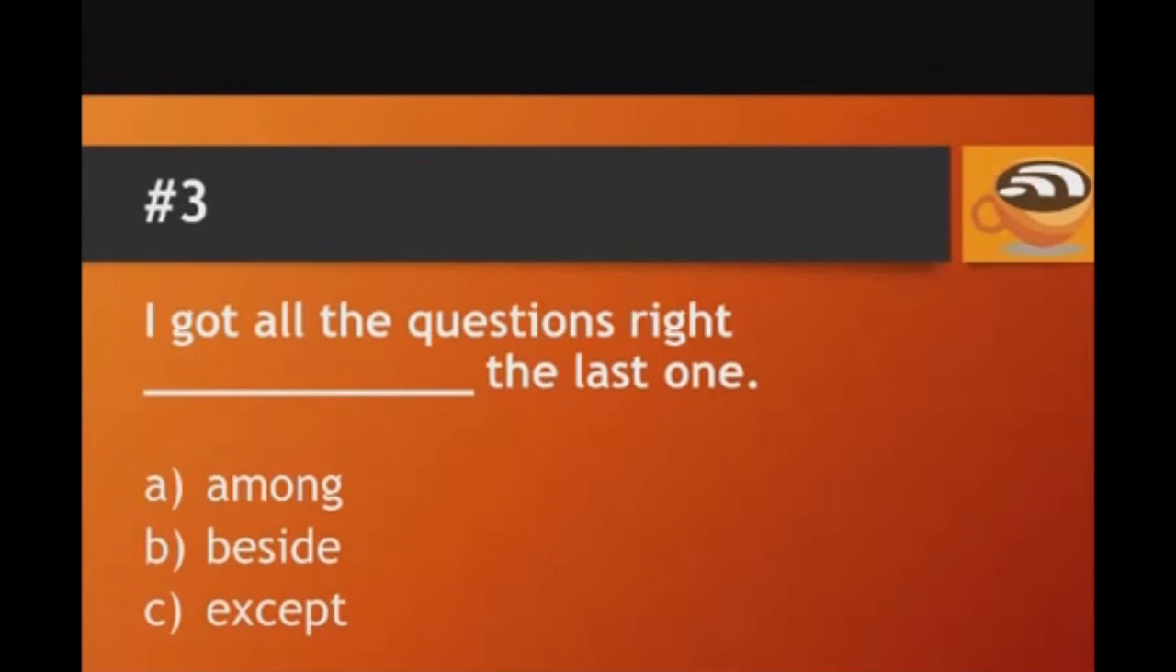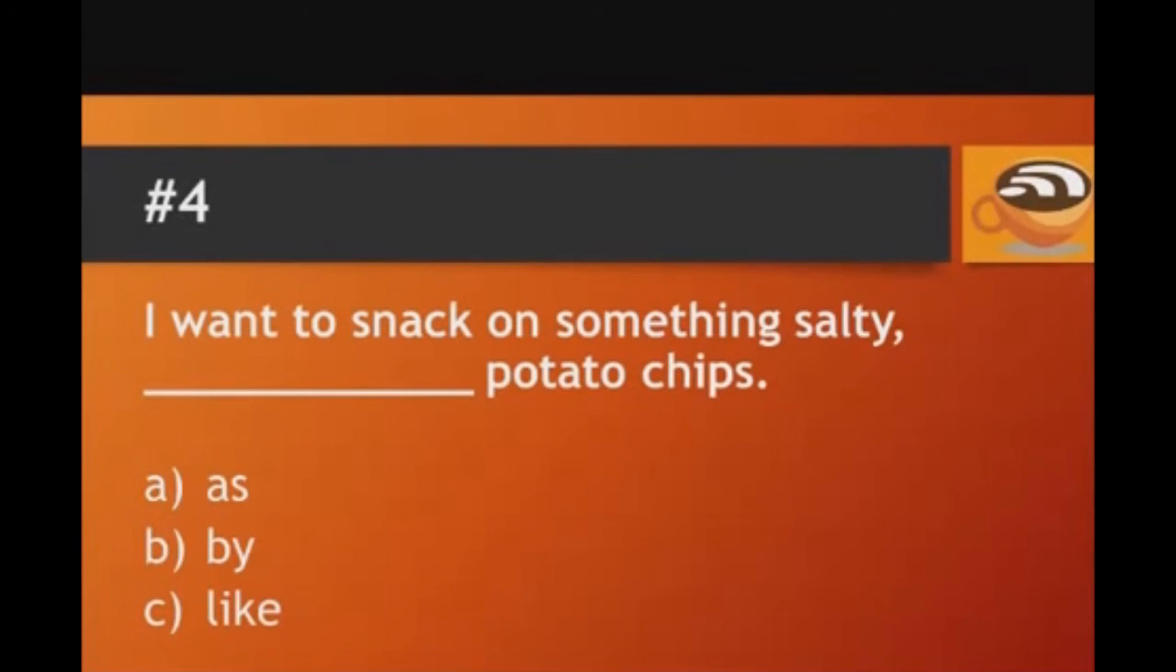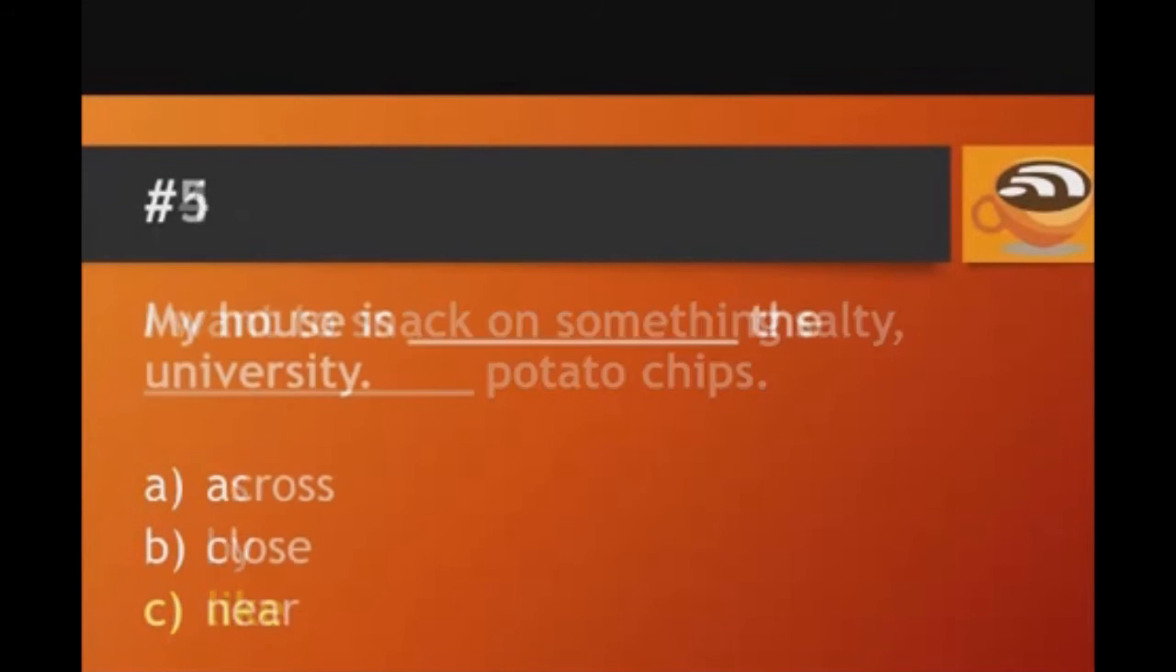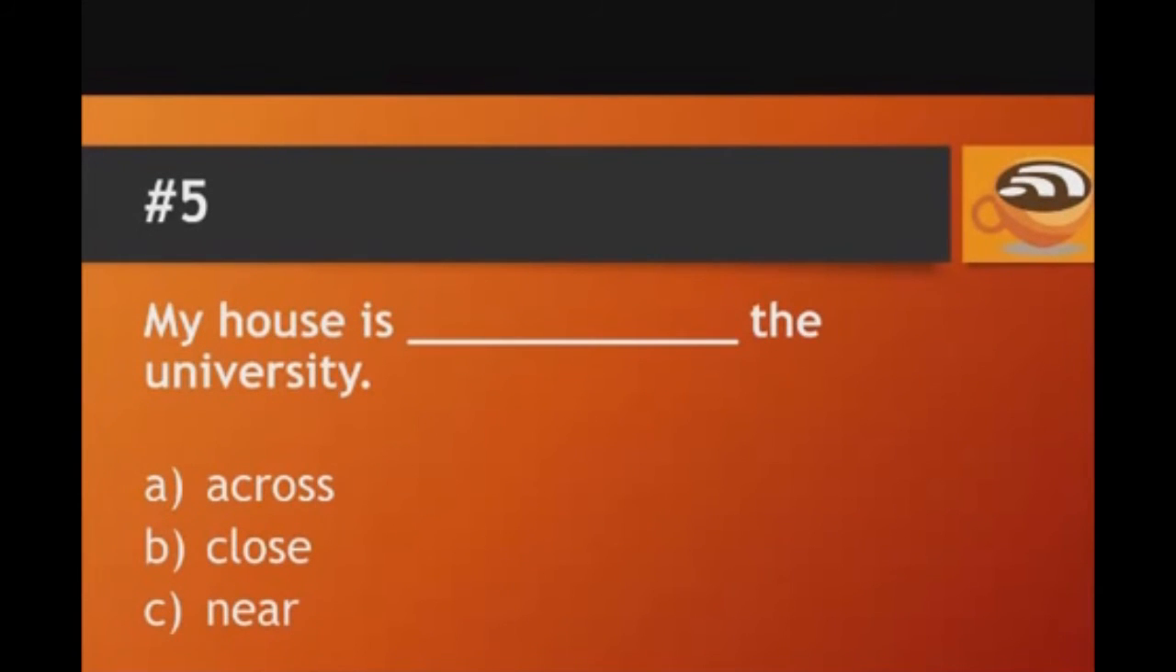Number 3. I got all the questions right, among, beside, or except the last one. The correct answer is except. I got all the questions right except the last one. Number 4. I want to snack on something salty, as, by, or like potato chips. The correct answer is like. I want to snack on something salty, like potato chips. Number 5. My house is across, close, or near the university. The correct answer is near. My house is near the university.